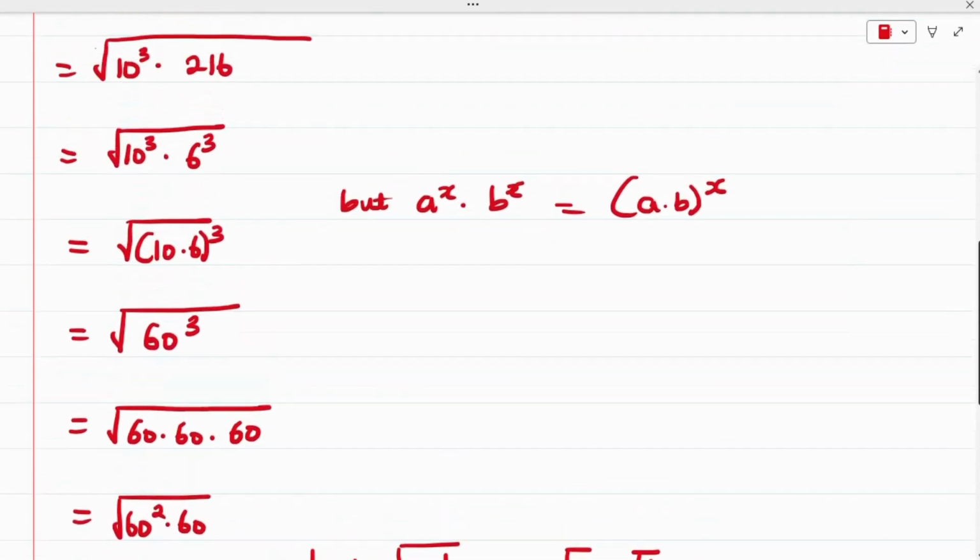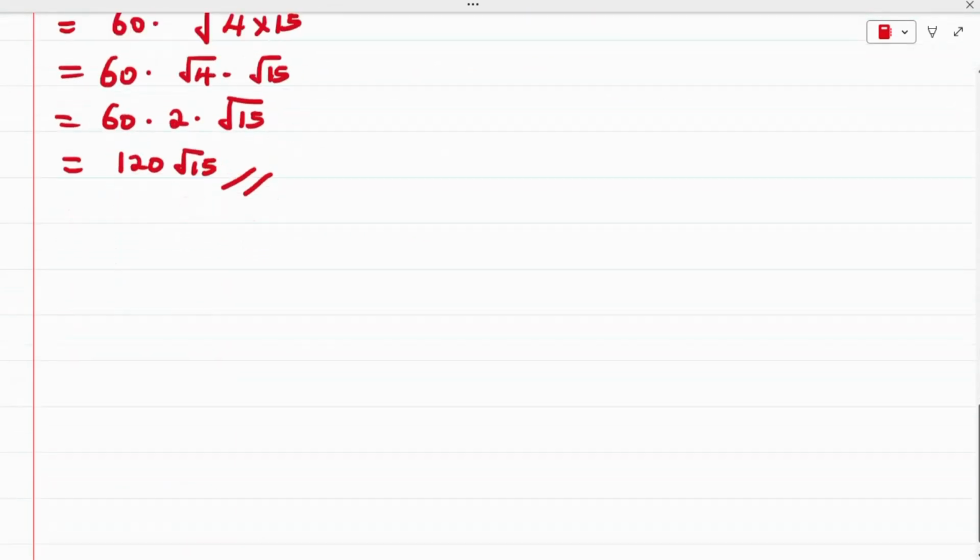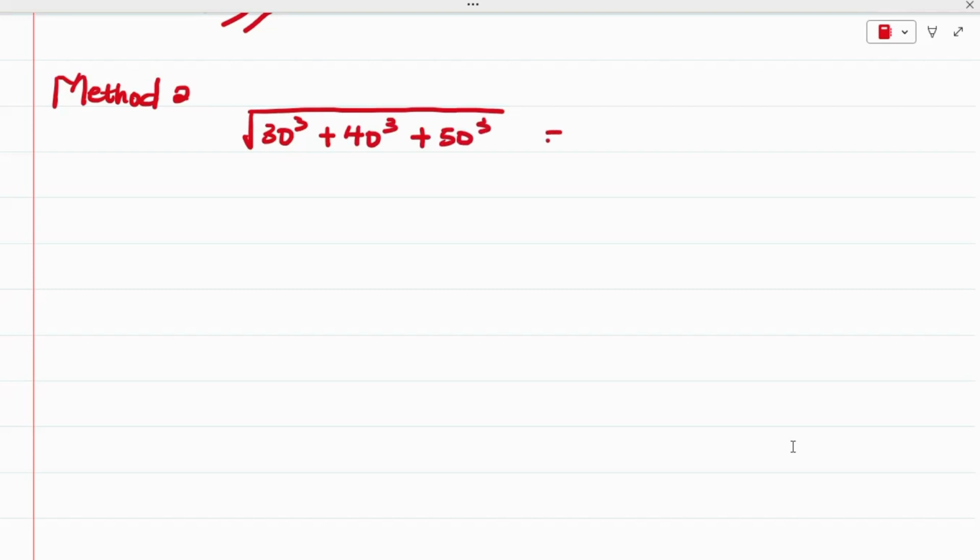So guys, we have been able to solve the first method right here. So let's go into method 2. So right here we have method 2, and we have the expression given as the square root of 30 raised to the power of 3 plus 40 raised to the power of 3 plus 50 raised to the power of 3.